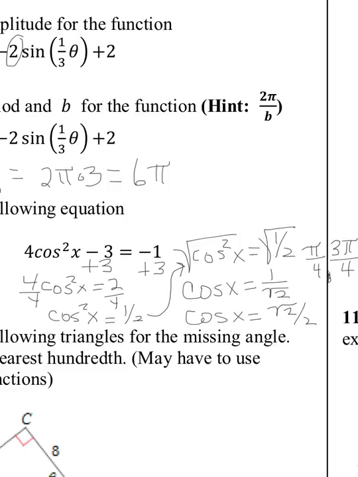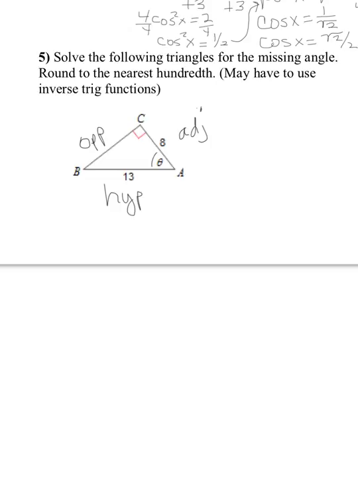Well, that happens in 2 spots on our unit circle. One is at angle pi over 4, and the other one is at angle 3 pi over 4. So what you're going to do on the test is you're going to select A, B, C, or D, whichever one gives you one of these 2 angles. Select pi over 4 before selecting 3 pi over 4, however. All right, in the next problem we are solving for the missing angle, and we've been given that this is a right triangle with a side of 8, hypotenuse of 13, and we don't know what the opposite side is.